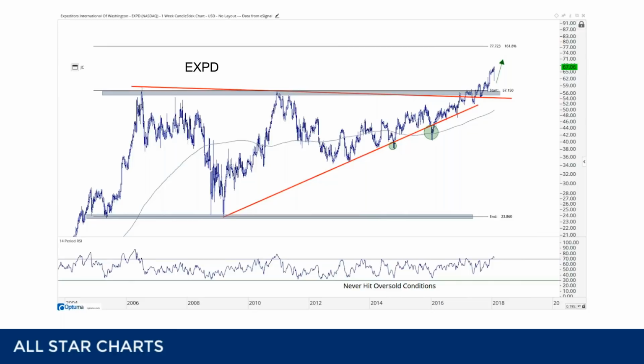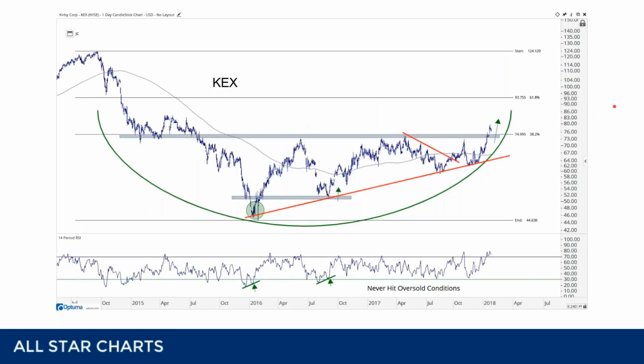So, you know, I love big bases, and I cannot lie here. Expeditors coming out of a 12, 13-year base, making new highs. I think we go to 77. That's 10 points higher. We want to be buying weakness here. Look at Kirby. These are different stocks within the Dow Jones Transportation Average whose behavior is suggesting to me that the path of least resistance in transport stocks is still higher. Look at this multi-year base. Again, that word base, look at Kirby Corporation here, KEX. If we're above 75, we want to be long. I think we go to 93.